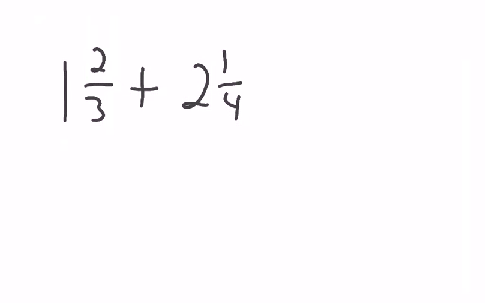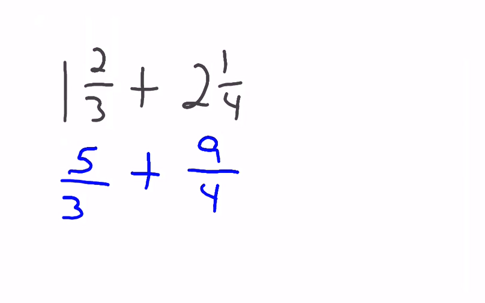So we take the 1 times the 3, and that's 3, and then we add the numerator. So 3 plus 2 is 5, and we keep the denominator. Same with the second one. 2 times 4 is 8, plus 1 is 9, divided by 4. So 1 2/3 is the same as 5/3, and 2 1/4 is the same as 9/4.